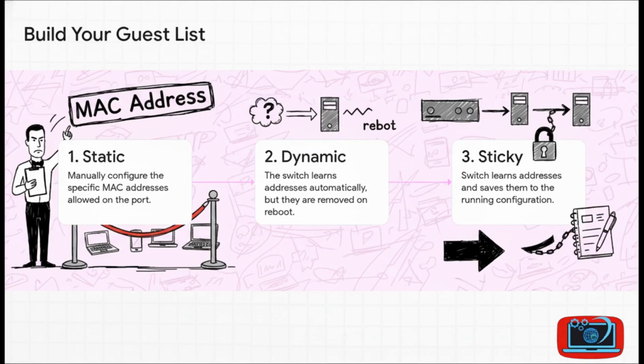You've got 3 main options. With static, you're a micromanager. You manually type in the exact MAC addresses allowed. It's like a super strict VIP list. With dynamic, the switch learns the first device it sees and allows it, but if the switch reboots, it forgets everything. And then there's sticky, which is kind of the best of both worlds. The switch learns the MAC address on its own, and then it sticks it into the configuration so it becomes permanent. Honestly, for most cases, sticky is the way to go.